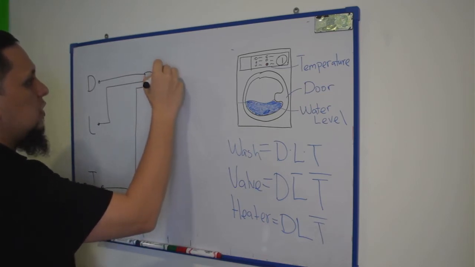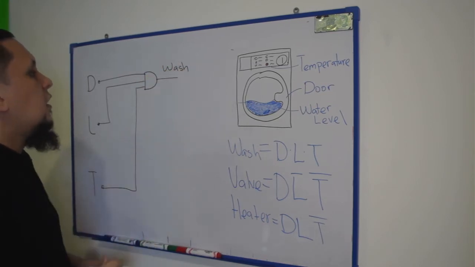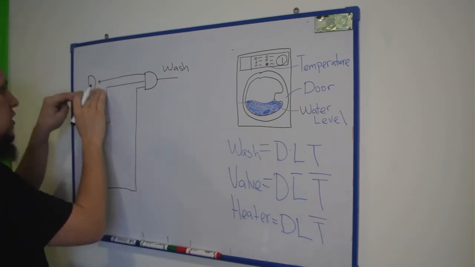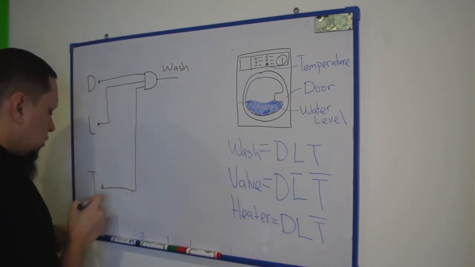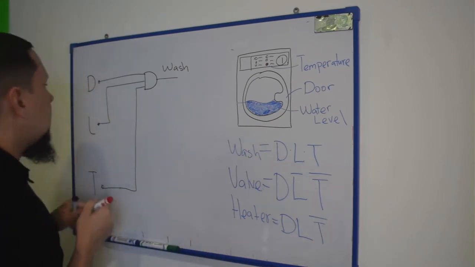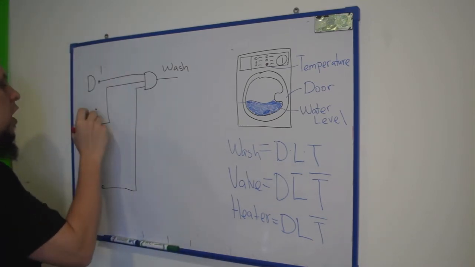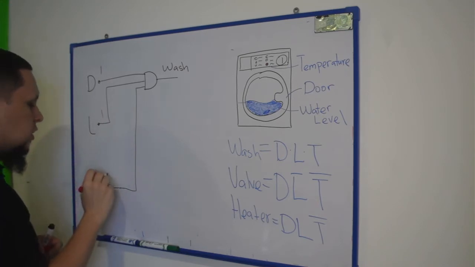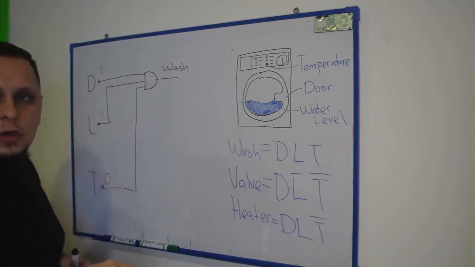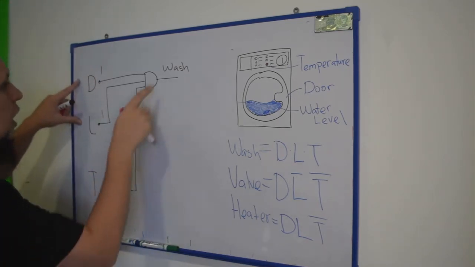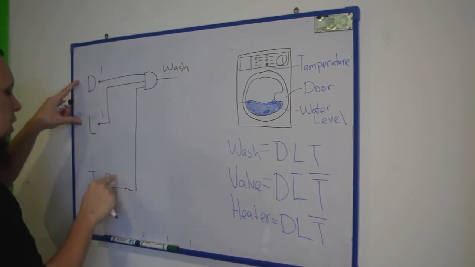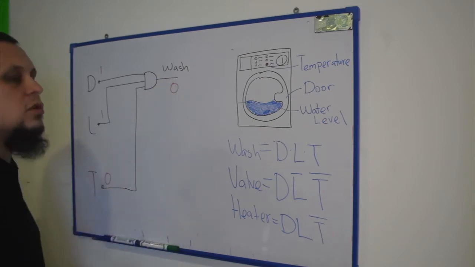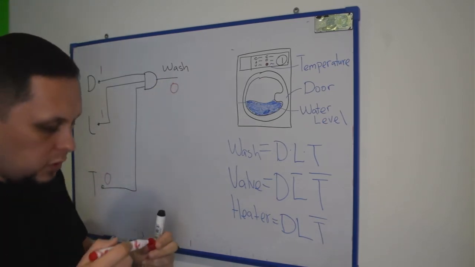Okay, so this is a wash. We're going to start washing when D is high, when L is high, and when T is high. For example, let's say the door is locked and we have enough water, but the temperature is low. In this case, the output will be equal to 1 multiplied by 1 multiplied by 0, which equals 0. So washing will not start, right?